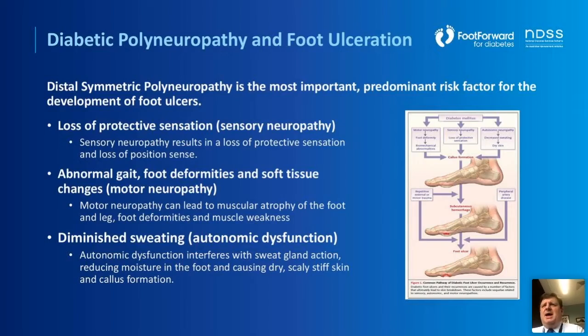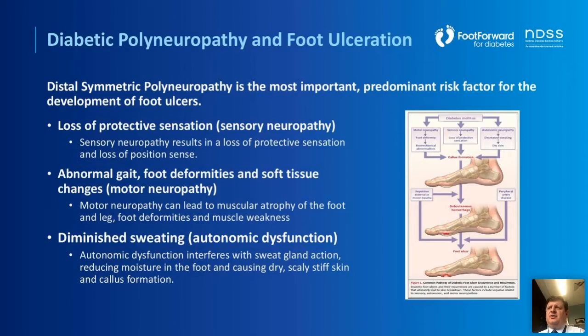And then thirdly, the autonomic nervous system as well is affected often in peripheral neuropathy and neuropathy per se in diabetes. And that can result in dryness of the feet, sweat gland action is impaired, and a proneness to fissuring, and then fungal and secondary bacterial infection. And so that combination of factors is thought to contribute.